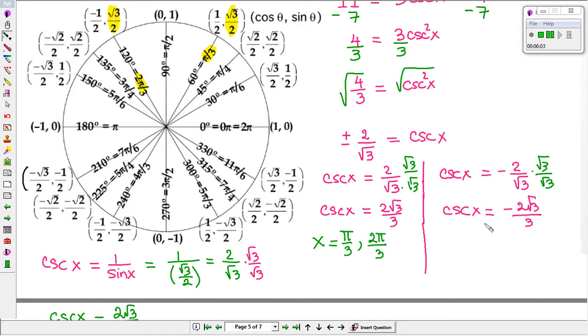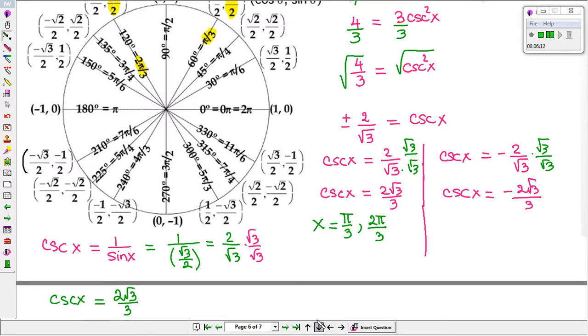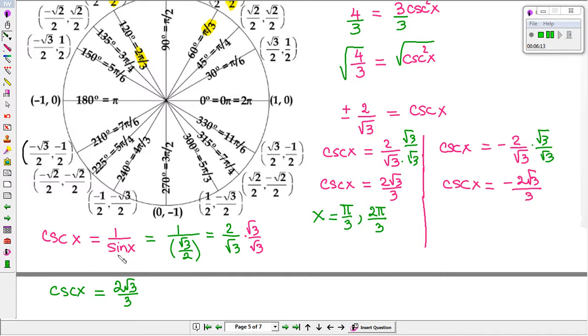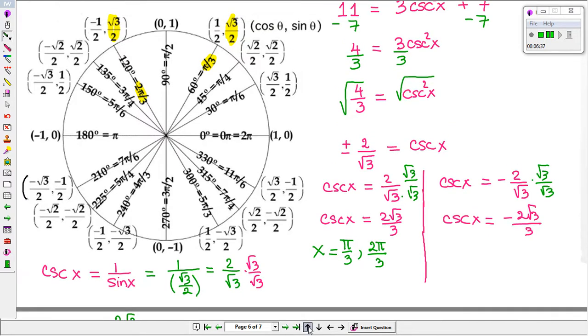Now we move on to the second equation. We have cosecant of x equals negative 2 square root of 3 over 3. So it means that when you go back and use the reciprocal identity, cosecant of x is 1 over sine, and instead of looking for sine of x equal to square root of 3 over 2, we're looking for sine equal to negative square root of 3 over 2. So then go back to the unit circle. I'm going to look for where my sine is negative square root of 3 over 2.